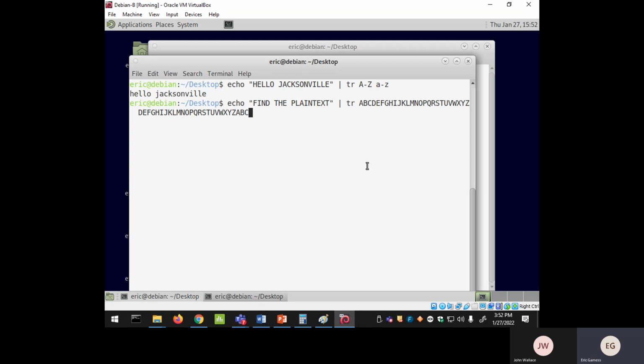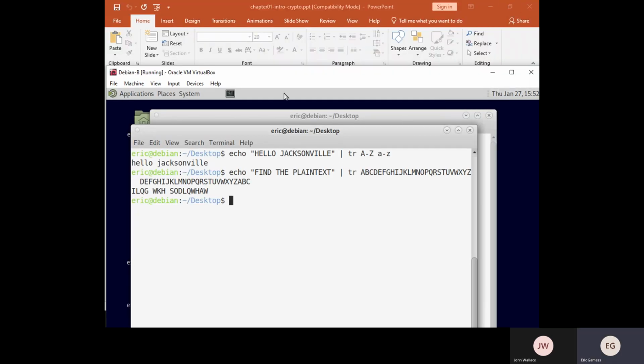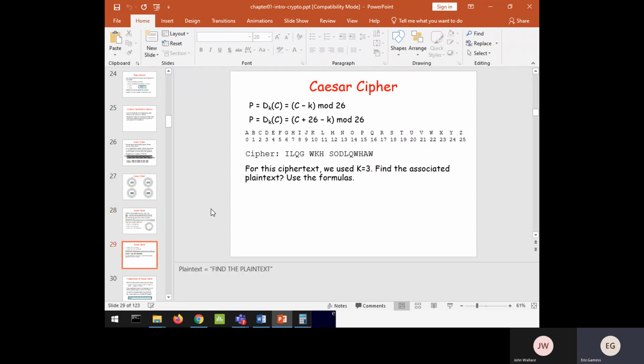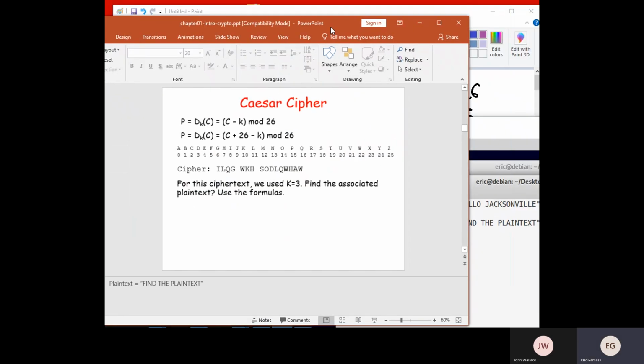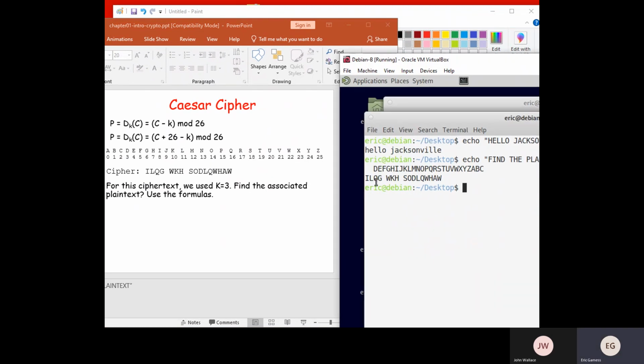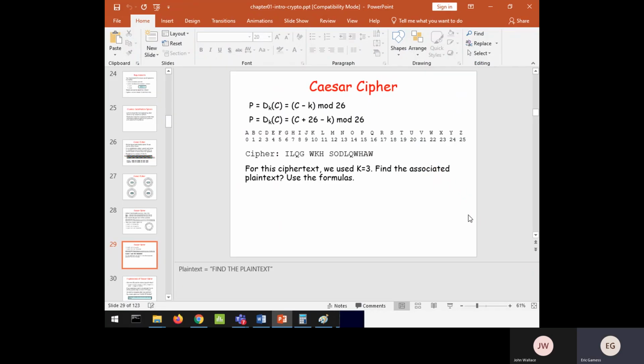So I'm going to hit enter and look at the answer. Let's verify this answer with what we have in the slide. Put them so we can see both. So it's ILQGWKH. Okay, as you can see, it's exactly the same one. No, this one and this one that is there. So I can use the translate command and do that. So very easy.